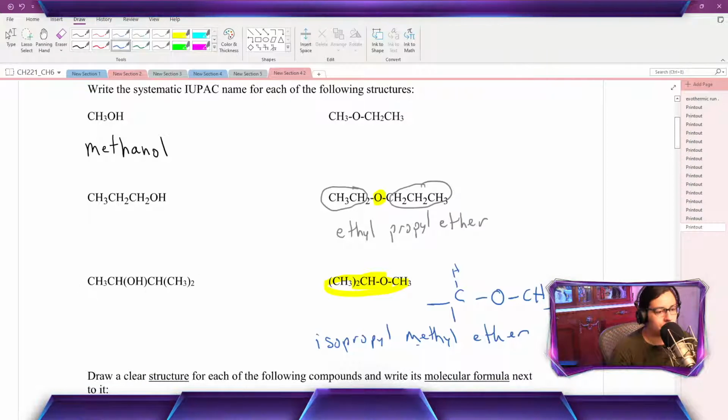Let's try this one right here. Give everyone a minute or so. Let's start by just drawing this out. We have our CH3, CH, OH, CH, and look, there's our isopropyl group again.